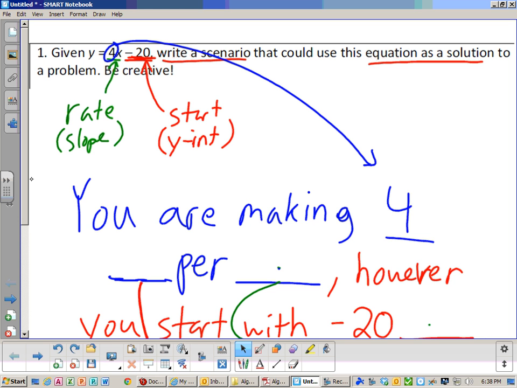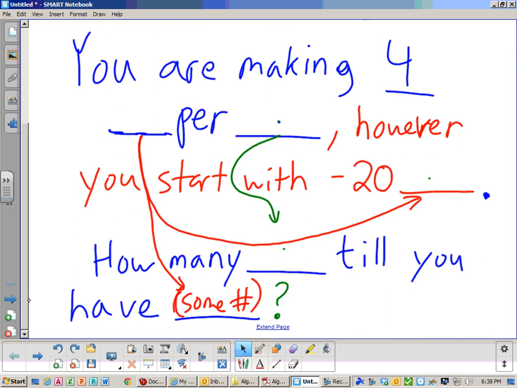Okay. Once again, look through this and fill in the blanks. It could be anything you want, in any scenario you want. Let me come up with something right now. Steaks? Okay, steaks per hour. Got it. You're making 4 steaks per hour. However, you start with -20 steaks. For some reason, you're giving away 20 steaks.